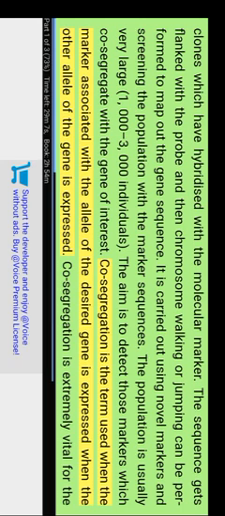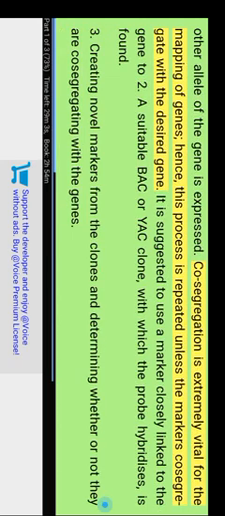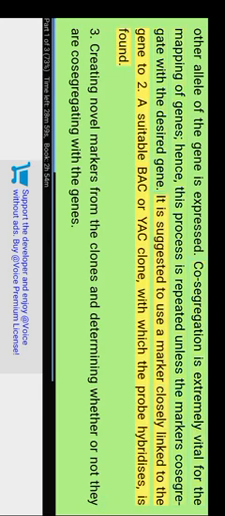Co-segregation is a term used when the marker associated with the allele of the desired gene is expressed when the other allele of the gene is expressed. Co-segregation is extremely vital for the mapping of genes. Hence, this process is repeated until the markers co-segregate with the desired gene. It is suggested to use a marker closely linked to the gene to find a suitable BAC or YAC clone with which the probe hybridizes.